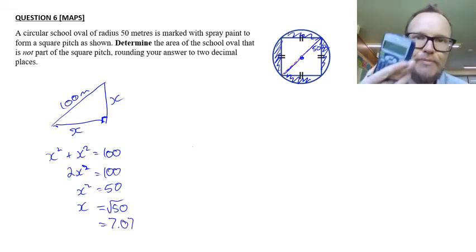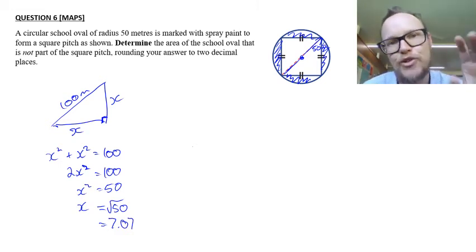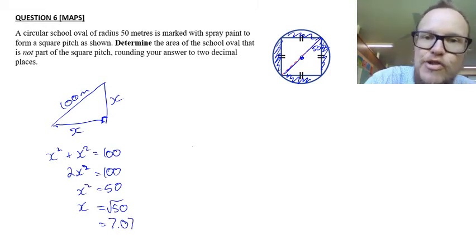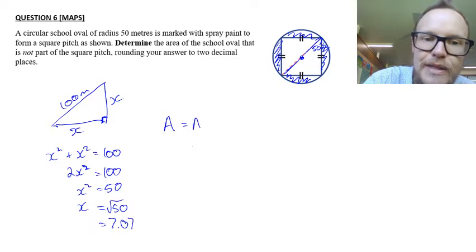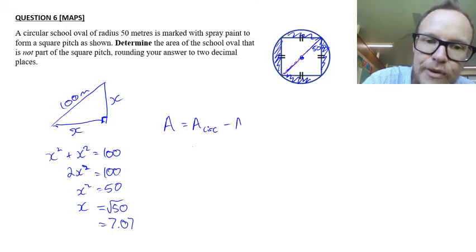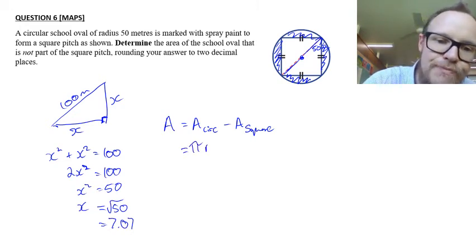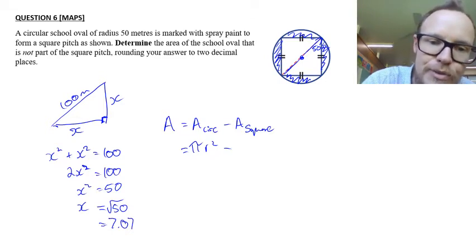Now I'm going to keep that number in the calculator because it says to round the answer to 2 decimal places, and I want to make sure I round right at the very end. So in order to determine the area that's not part of the square pitch, the area we need to find is the area of the circle minus the area of the square. The area of the circle is pi r squared, and the area of the square is x squared, or the side length squared.